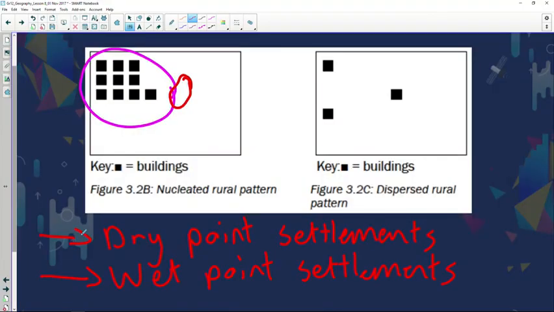Now, with dispersed settlements, the farmers may choose to live very far from one another. It's because there's an abundance of water and they would rather use the land for crop farming, and because there's an abundance of water, irrigation won't be a problem. So they choose to live further away from one another so they can use more of the land.